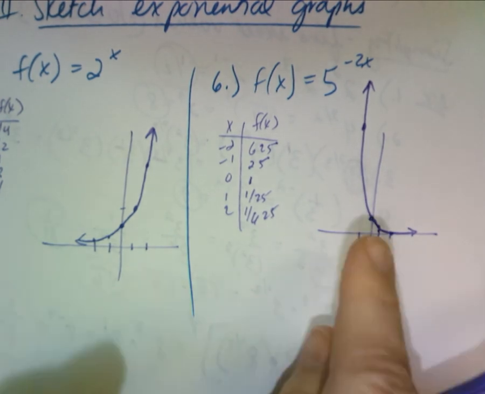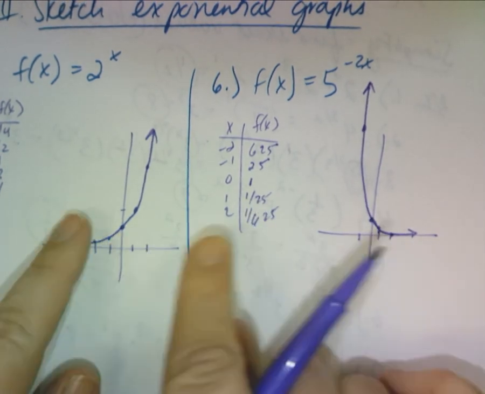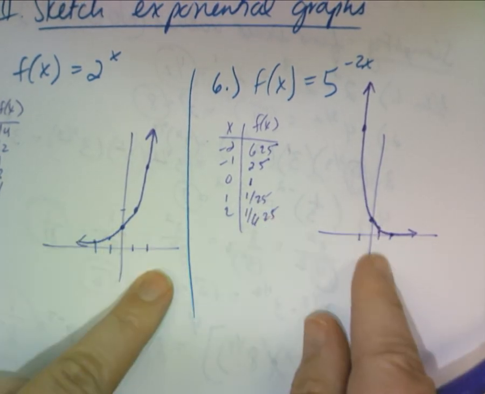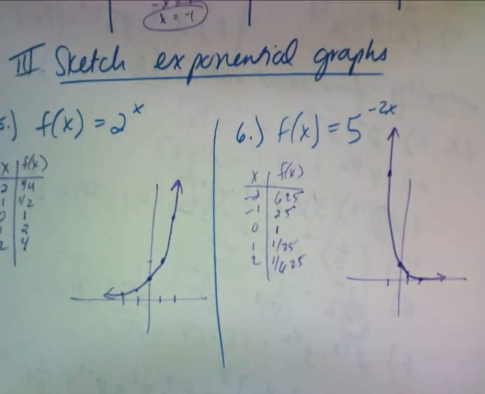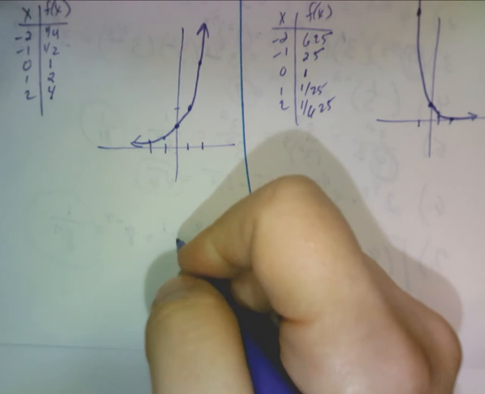But notice it's the flip of this one. Why is that? What's flipping it? Do you remember? The negative exponent. Okay. All right, that's it. See, this isn't that bad. This is like kindergarten stuff for you people.